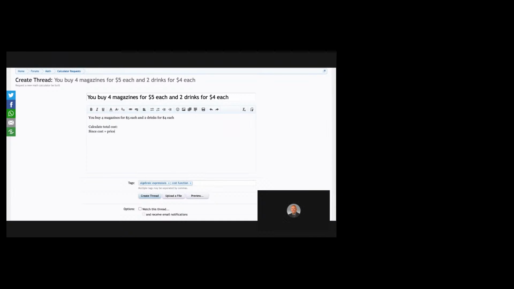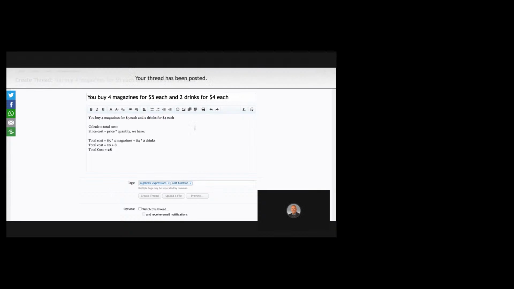Since cost equals price times quantity, and I know we've covered that a few times this lesson, we have total cost equals 4 magazines times $5. Actually, since I said price times quantity, let's type it out the same so we don't get confused. Plus $4 drinks times 2 drinks. Total cost equals 20 plus 8. Total cost equals 28. So our magazine cost is 4 times 5, which is 20. Our drink cost is 2 times 4, which is 8. Add them together and you get your answer.